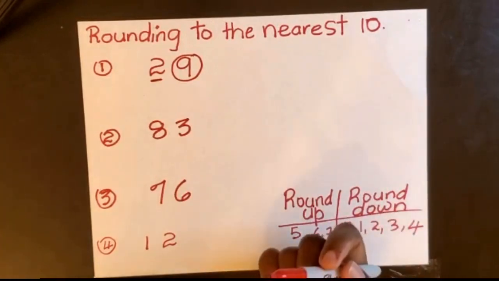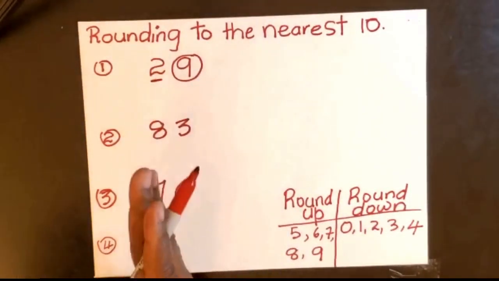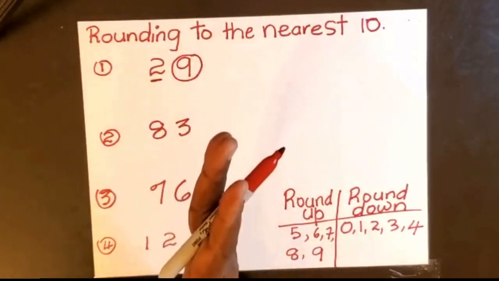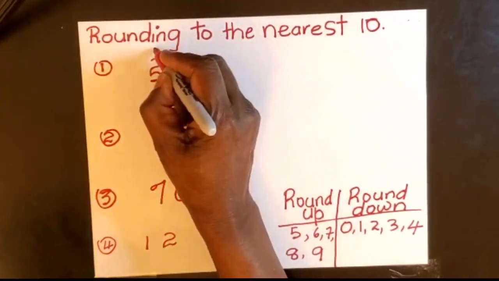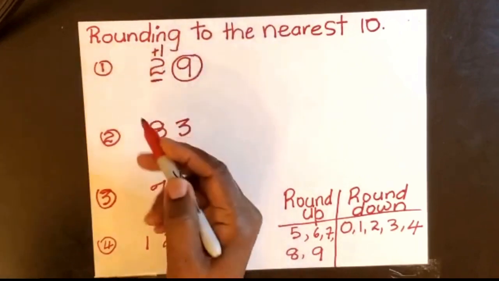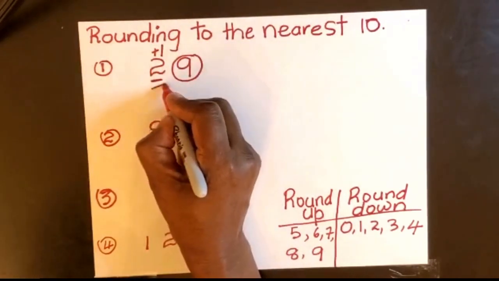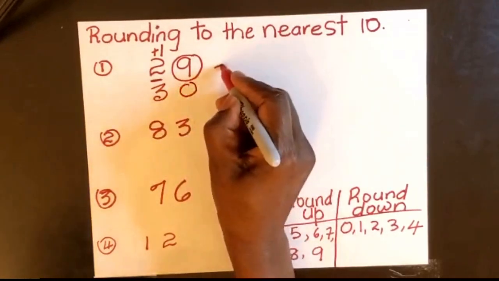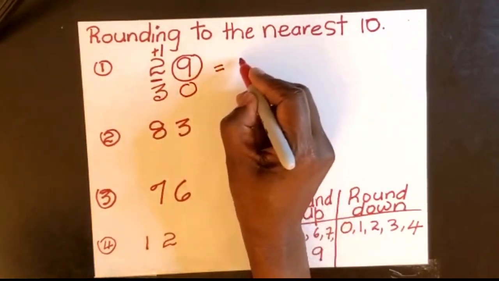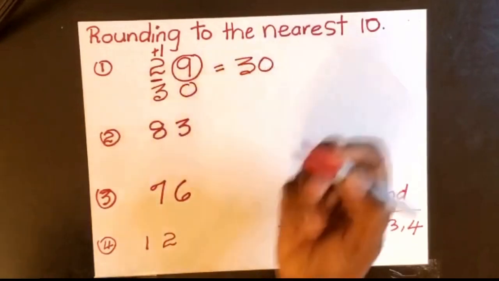Now how do I round up? When you round up, you're going to bring the digit up. So what you do, you're going to add 1 to the tens place. 2 plus 1 gives you 3. Now the 9 has become a 0. Now 29 to the nearest 10 is 30.